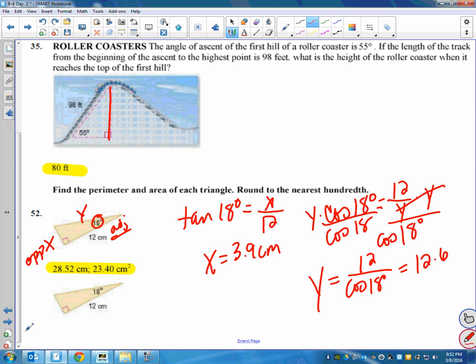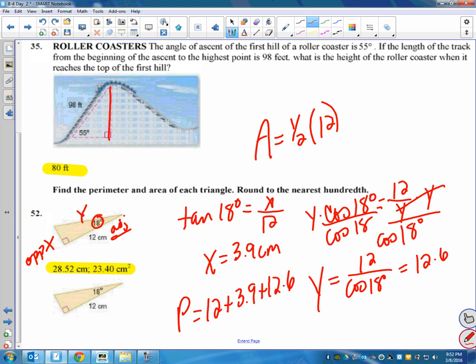So the perimeter of that would just be adding all those together, right? Perimeter would be the 12 centimeters they gave me, plus the 3.9, plus the 12.6. And hopefully that's close to the answer that they gave. 28.5. Oh, they went to 2 decimals. And then remember, area of a triangle is 1/2 base times height. So 1/2 times 12 times the height, which is 3.9, which would really just be 6 times 3.9, which is 23.4 square centimeters. And so they can kind of tie in perimeter and area, but you have to do trig there.